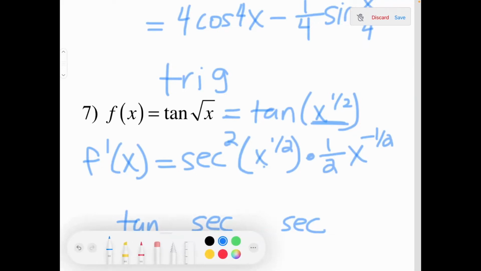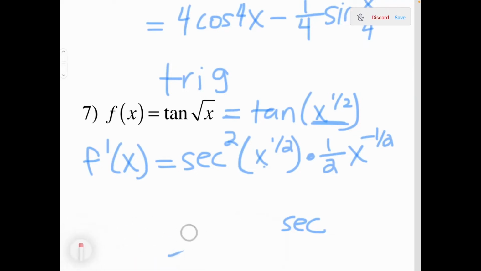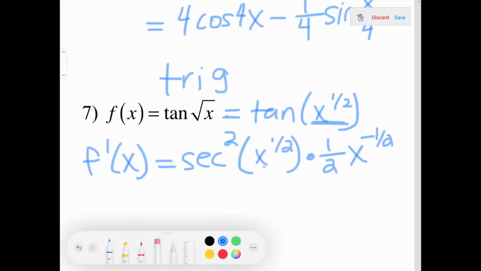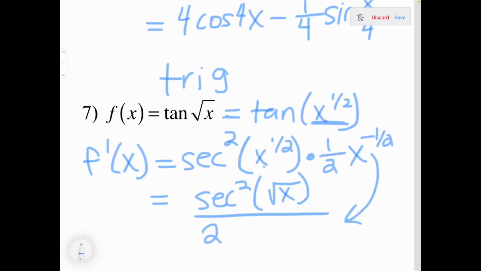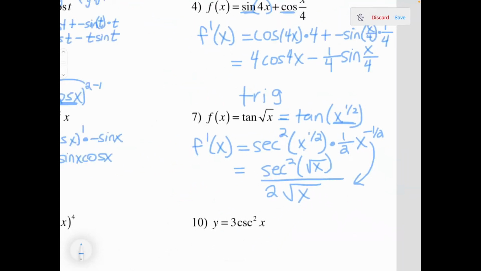Clean this up a little bit. Erase this so we have some room to write. We get secant squared. We can change this back to square root of x if we want. We can move this 2 to the denominator. The 2 and the 1/2 is in the denominator. This x to the negative 1/2, we can move it to the denominator. It becomes x to the positive 1/2, which is just square root of x there.